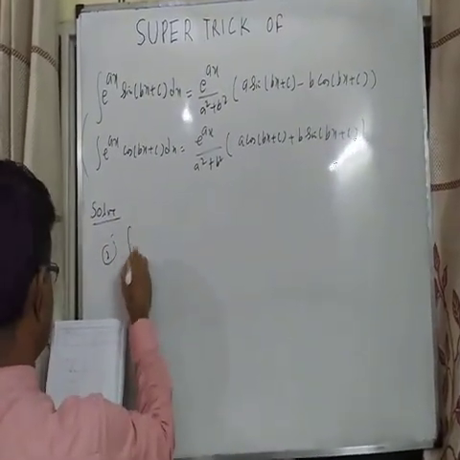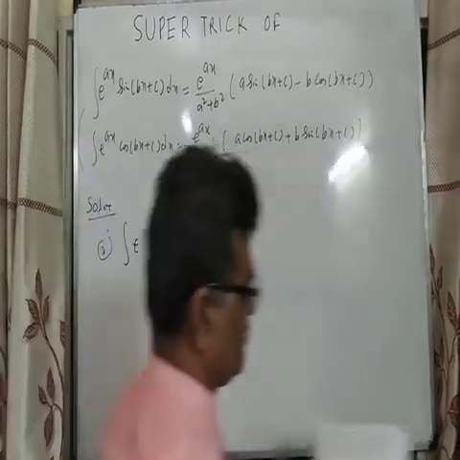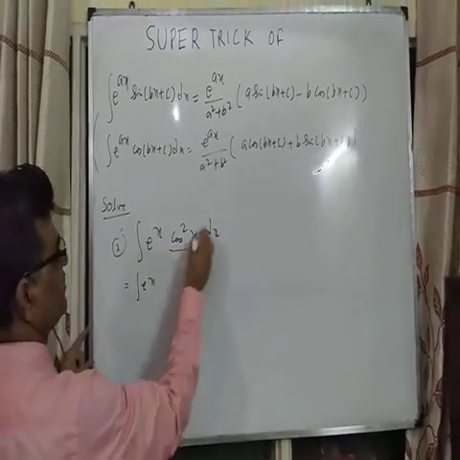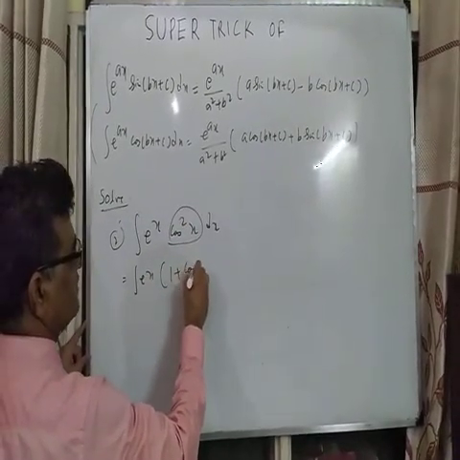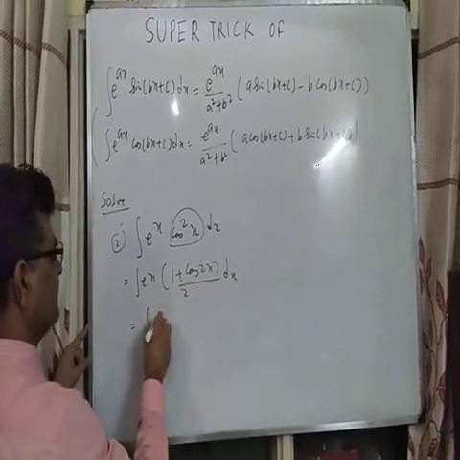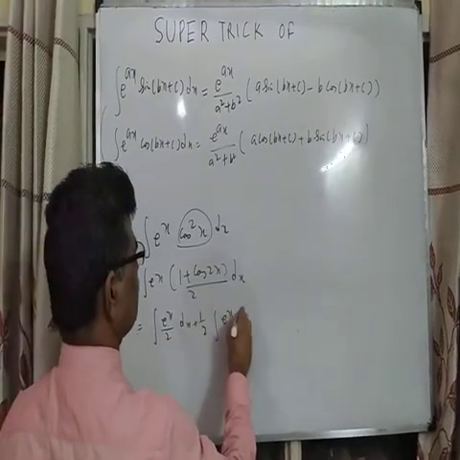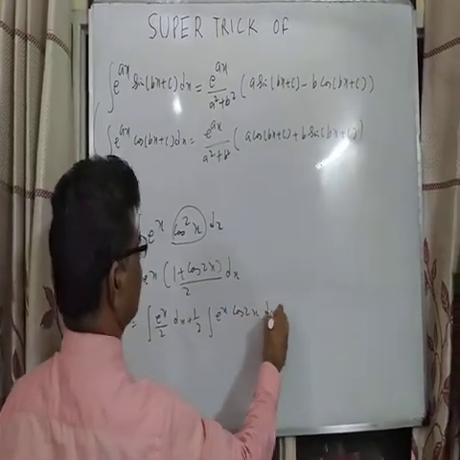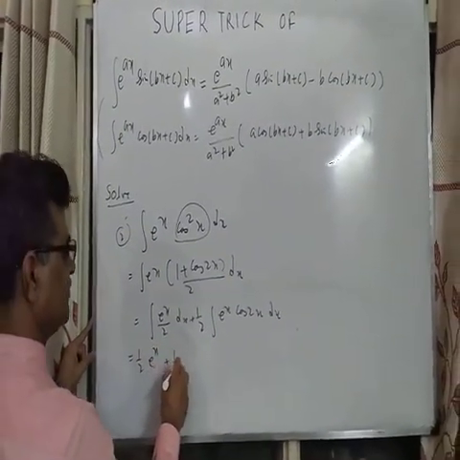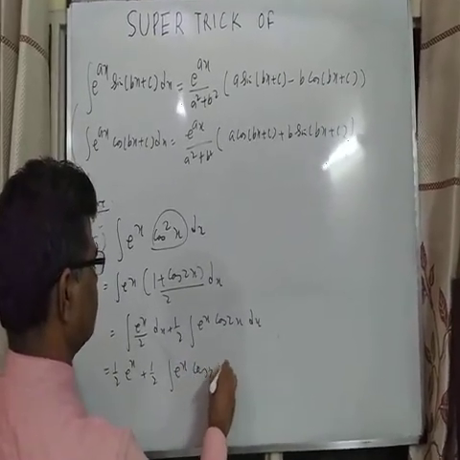Second question, integral of e to the power x cos square x dx. Now you can see, this cos square x can be written as (1 plus cos 2x) upon 2 dx. So we can write 1 by 2 e to the power x dx plus 1 by 2 e to the power x cos 2x dx.